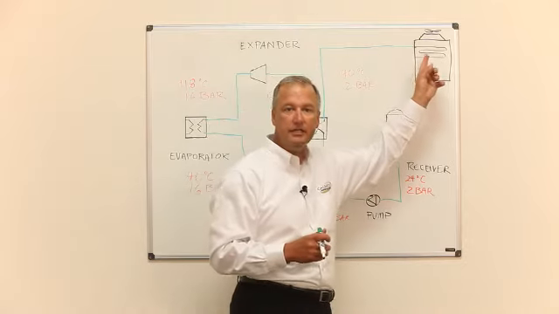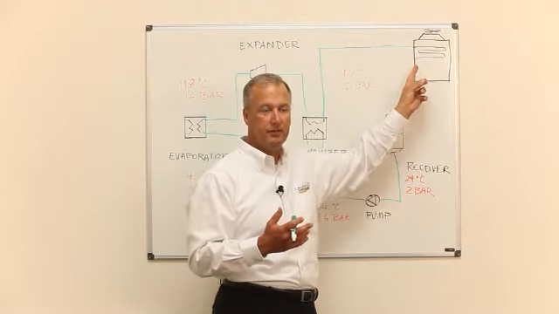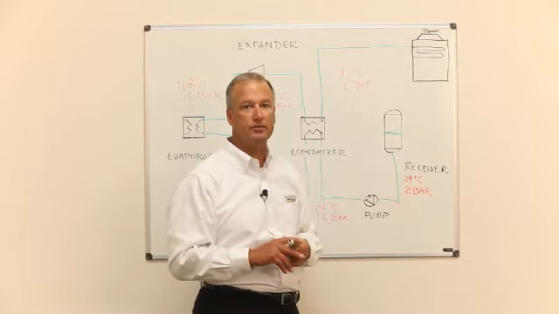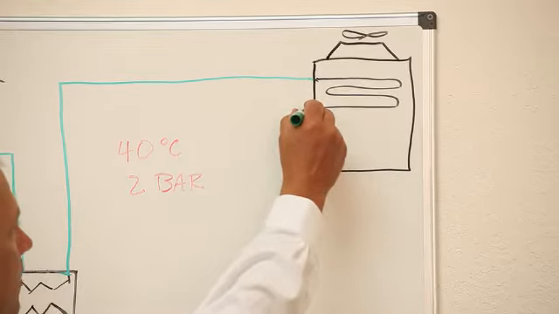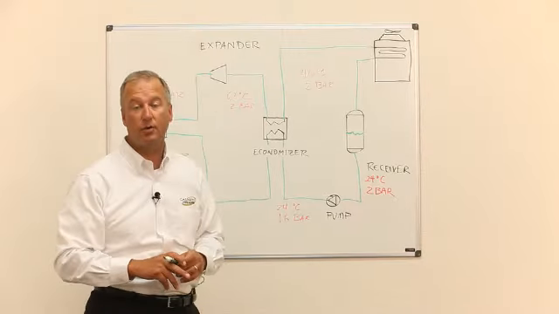As the heat in the refrigerant is released to the atmosphere, it condenses the refrigerant back to a liquid, where it drains by gravity back to the receiver, completing the cycle.